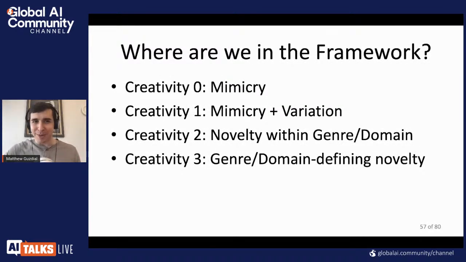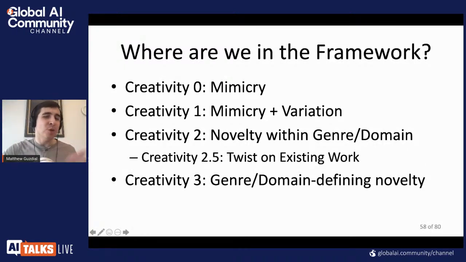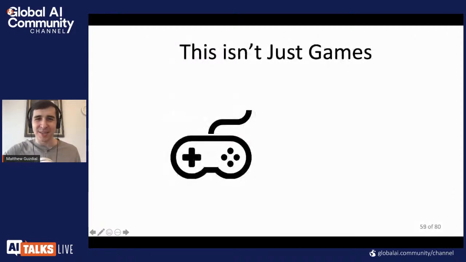So at this point, you might be asking yourself, okay, so where are we in the framework? We have creativity 0 was mimicry, as a reminder, then mimicry plus variation. So we definitely at least have hit creativity 2, which was novelty within a genre or domain. But I don't think we've hit genre or domain defining novelty. We haven't produced anything like an epoch defining game or anything like that. So I'm going to be kind to myself, though, and say that we're 2.5. It's a little twist on existing work, just as I've twisted this framework to fit my needs.